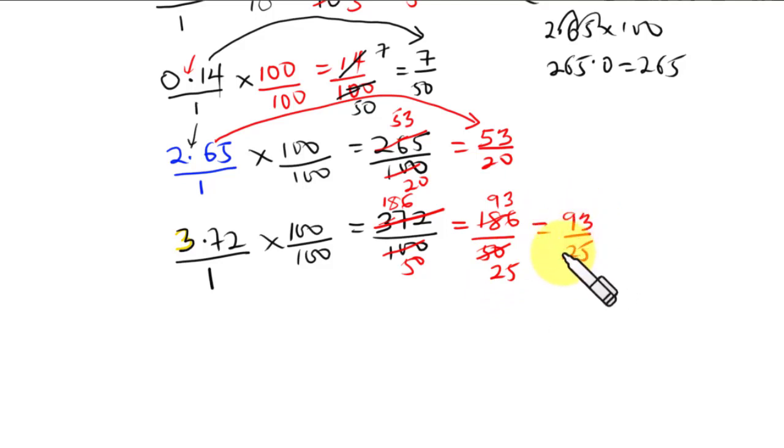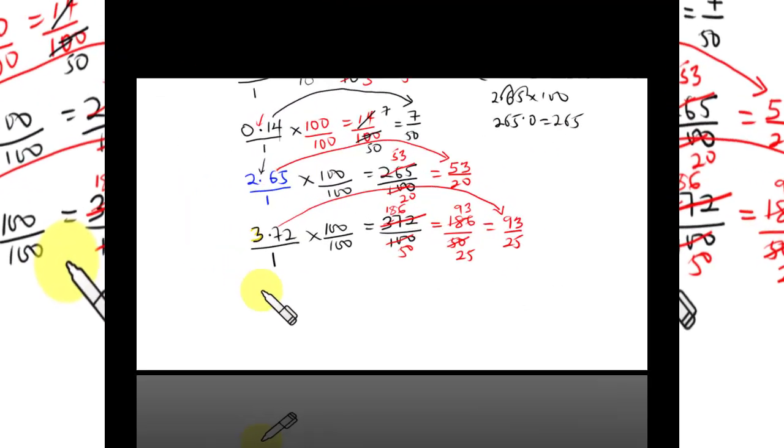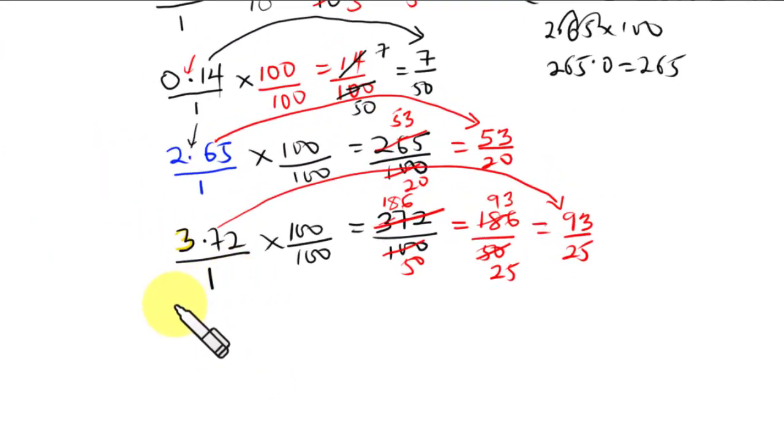Now, between 93 and 25, you're not going to get any common factor that will divide both numbers. So eventually, this is what we're going to get. That 3.72, when converted to a fraction, we are going to get 93 out of 25. So can we take a decimal number that has got 3 digits to the end here? Because we've done that of 1 and 2. Let us also try this and see.